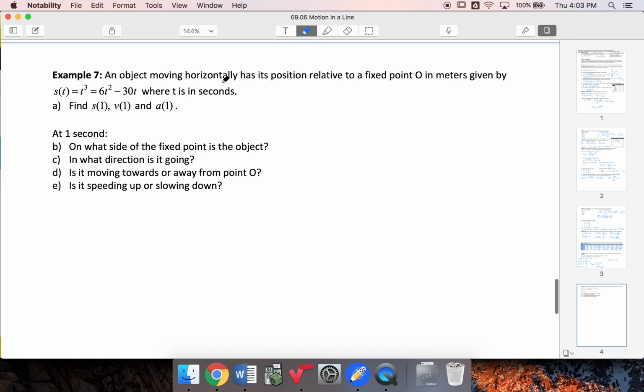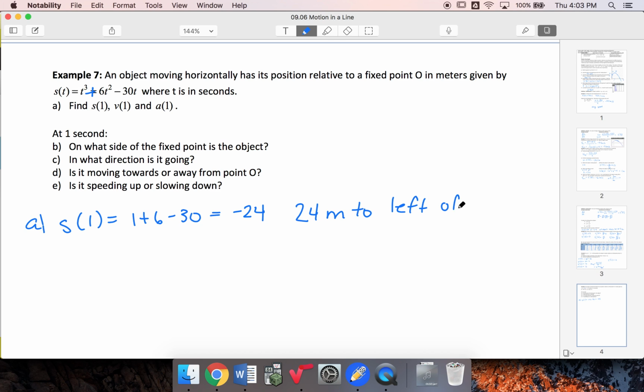So we're moving horizontally relative to fixed point O, with position in meters and time in seconds. Find S1, V1, A1. So let's go ahead and find S1. Some of you who have already done this have done it with a plus or a minus. I'm going to go ahead and make this plus. So S of 1 is 1 plus 6 minus 30. That's going to be negative 24. So I'm 24 meters to the left of O. So that's answer B.